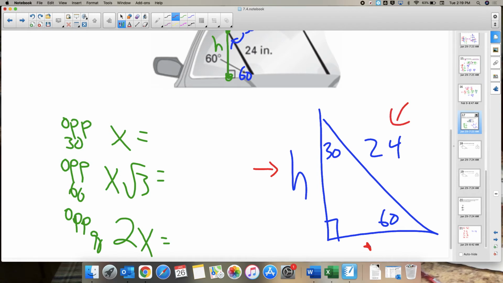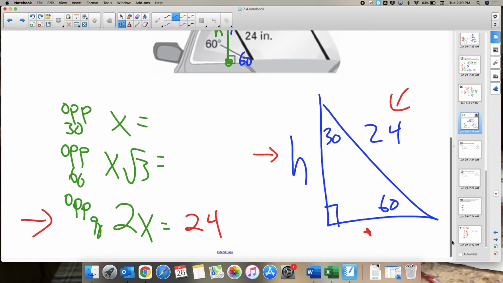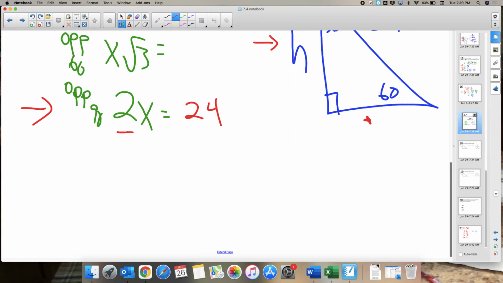We know the side that is opposite of 90, so we know our 2x value. 2x equals 24. If 2x equals 24, we need to find x. This is just an equation. So we divide both sides by 2. We get x to equal 12.